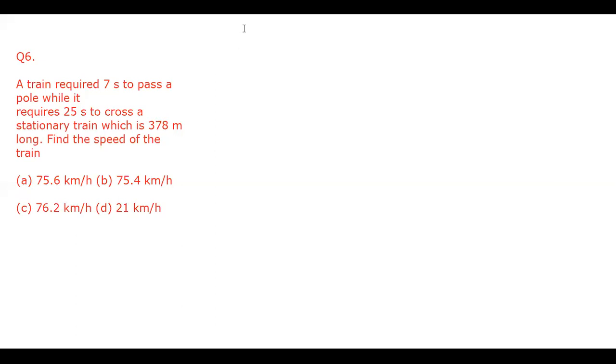First of all, we can find the speed in the first case. The train required 7 seconds to pass a pole. So if we assume the length of the first train equal to x, speed will be equal to distance upon time. If you use this formula, distance is x and time is 7.